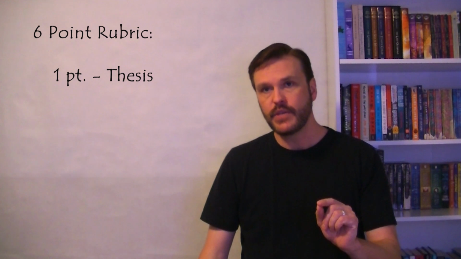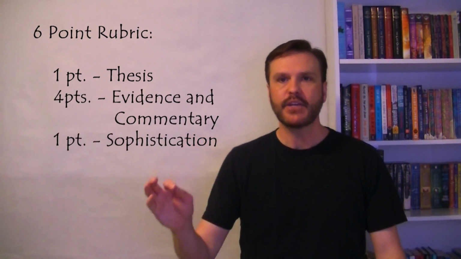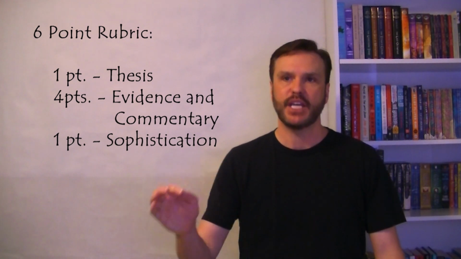Like all 3 of the free response questions on the new AP Language and Composition test, the analysis essay is scored on the 6-point analytic rubric. The first point is for the thesis. There are 4 points for evidence and commentary, and then there's an extra point that you can earn for sophistication. So let's start with that first point for the thesis.